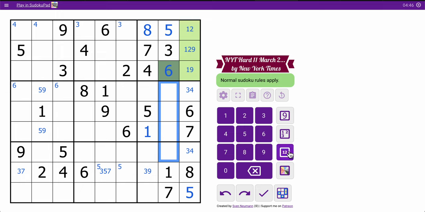Okay, I'm down to four cells there in column 8. 2, 4, 8, 9. This is 2, 4, or 8. No. It can't be 8 or 9. This is 2, 4, or 9. It can't be 8. This is 2, 4, or 8. It can't be 9. And I think this could be any of them. Okay, well, that's interesting. So, 8's here. 9 is here.